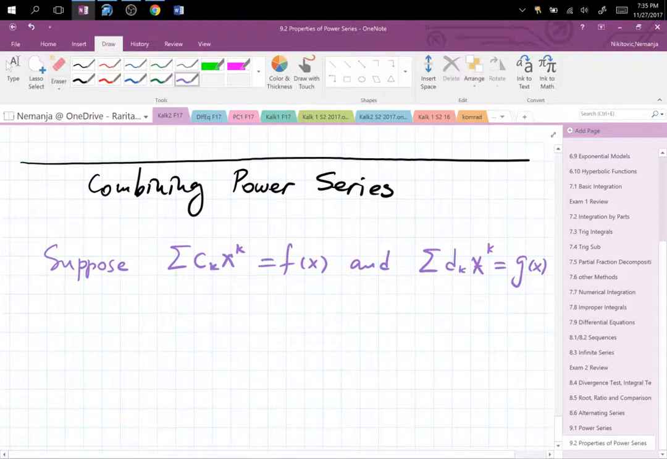So, suppose that we have these two power series which converge to functions f of x and g of x. So, number one, sum and the difference.